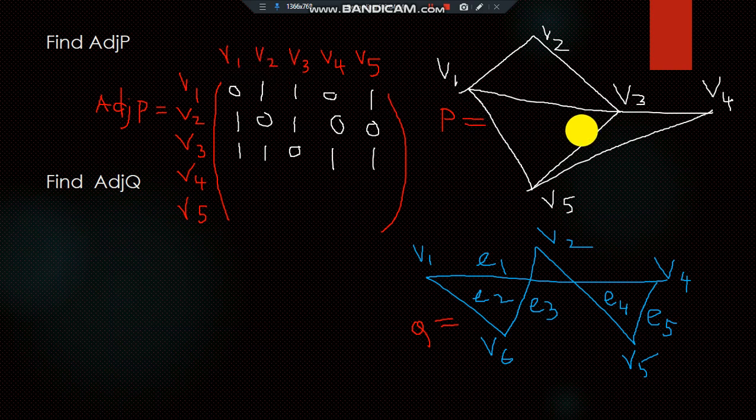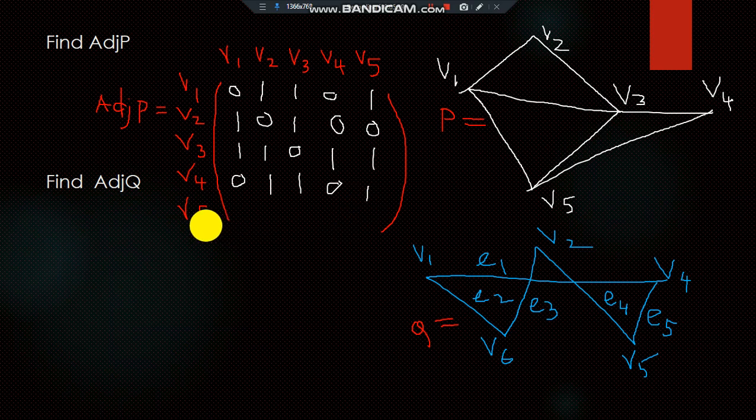v4, v1: v1 is there, there is no direct edge, therefore 0. v4, v2: yes, there is an edge, 1. v4, v3: yes, there is an edge. v4, v4: there's no loop, therefore 0. v4, v5: yes, there is an edge, 1.